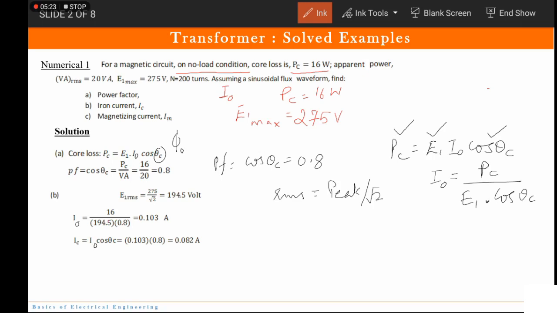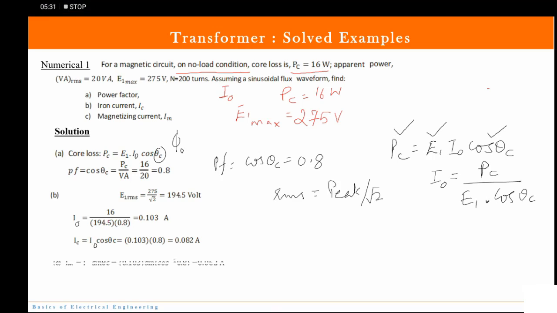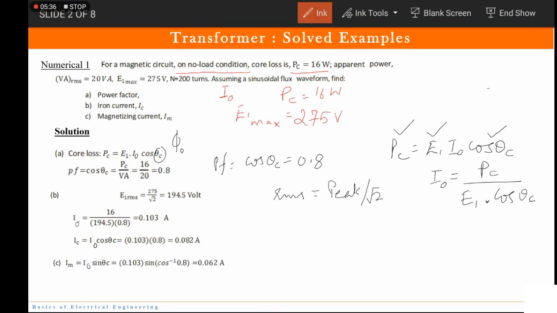And the magnetizing current component is in phase quadrature, right? It is the 90-degree component. So that will be given by I0 sine theta C. So I0 is 0.103. Now I want theta C. I don't have theta C, I have cos theta C. So what will theta C be now? Theta C will be cos inverse 0.8. Fine. So this value has been put here.